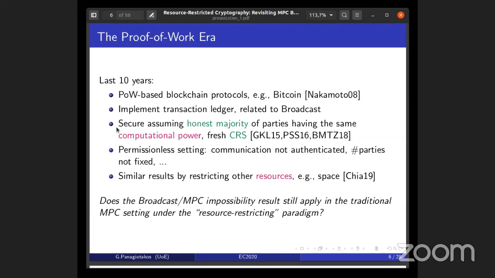Now, to make things more confusing, these results have been shown in what is called the permissionless setting, which is a bit different than the traditional MPC setting I mentioned before. Similar results have been shown by restricting other resources that parties may have, such as space. So the question we try to answer here is whether the MPC impossibility result I mentioned still applies in the traditional MPC setting under the resource-restricting paradigm.